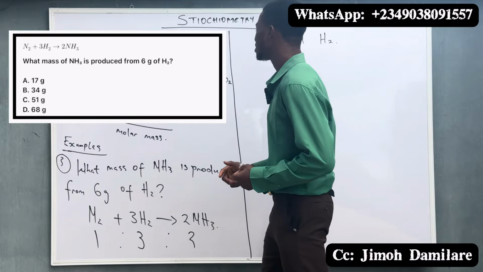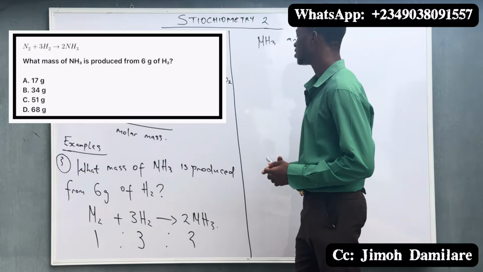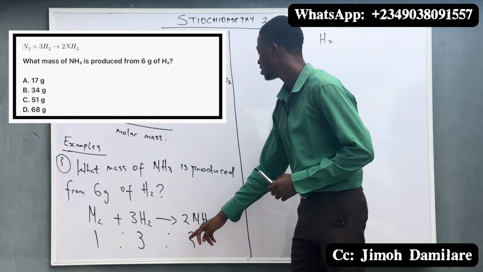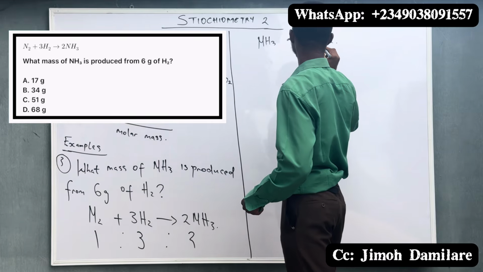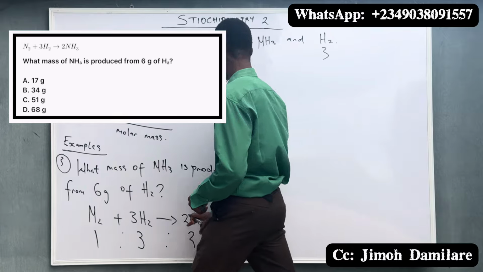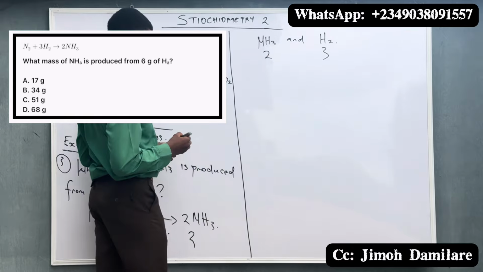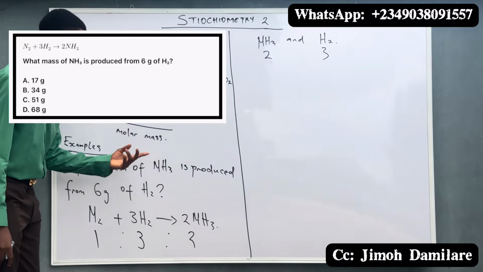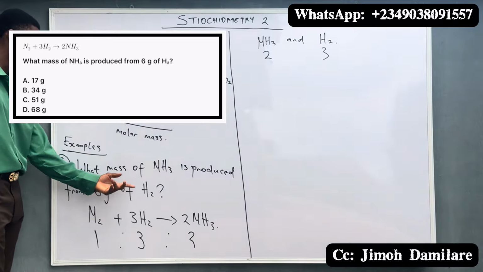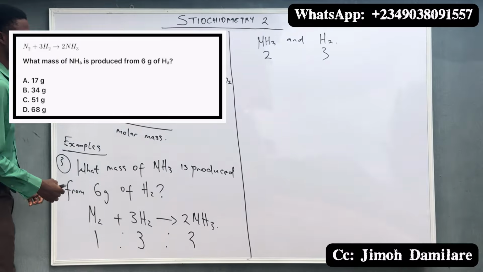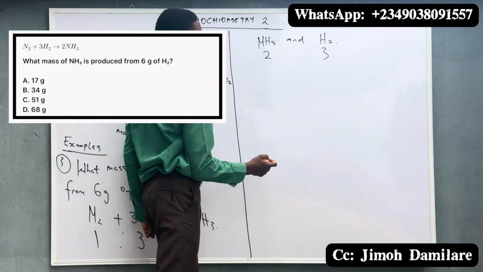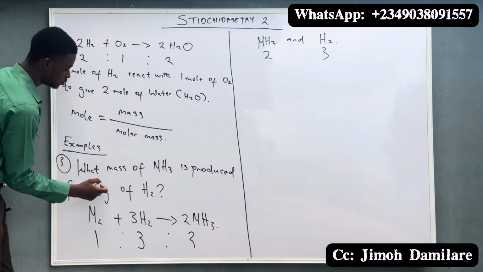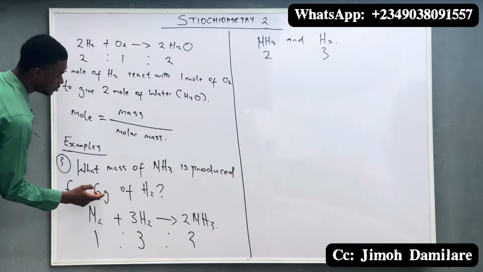The question is asking what mass of NH3 is produced. So from NH3 and H2, let's first write their mole ratio from the balanced equation. The mole ratio of hydrogen is 3, so we can put that here, while the mole ratio of NH3 is 2, so we can also put that here. Now the question says what mass of NH3 is produced from 6 grams of hydrogen. We cannot put 6 grams of hydrogen here because these two are in moles. So this is where this formula comes in.